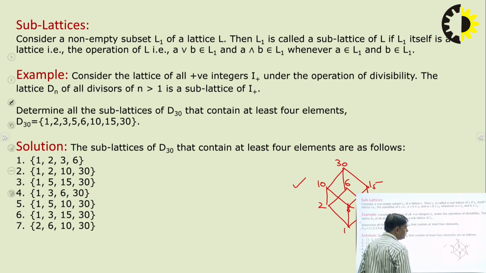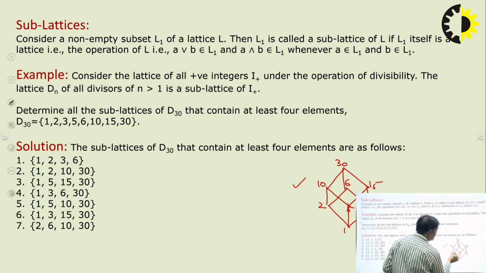In this poset you can see 1, 2, 3 and 6. If you create a table for 1, 2, 3 and 6, you can find that there exists the LUB and GLB for each and every pair. So we can say this particular structure is a sublattice of D30.